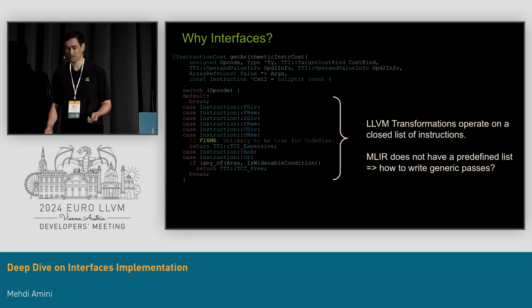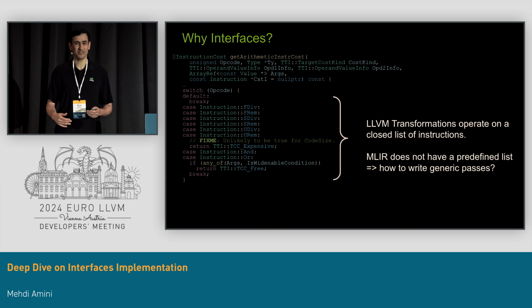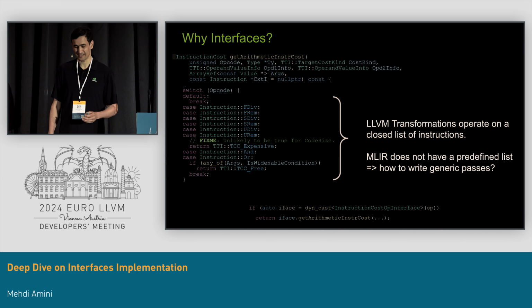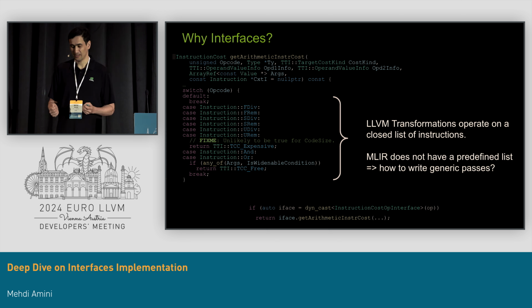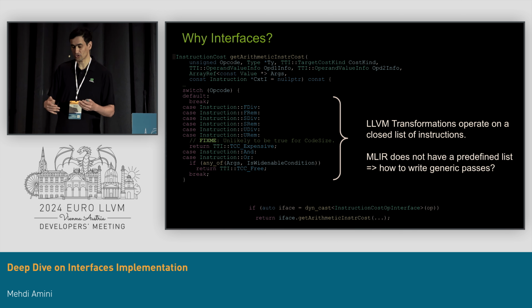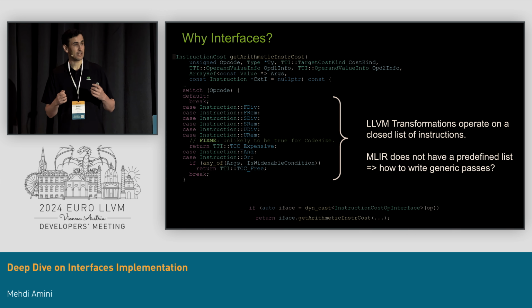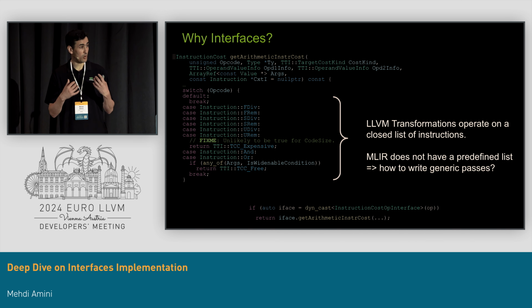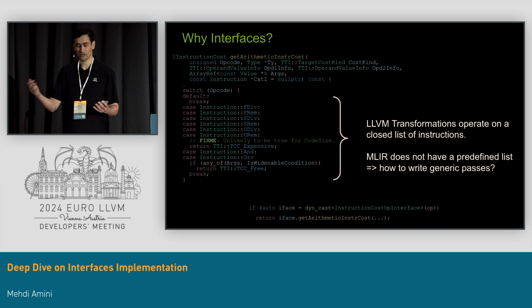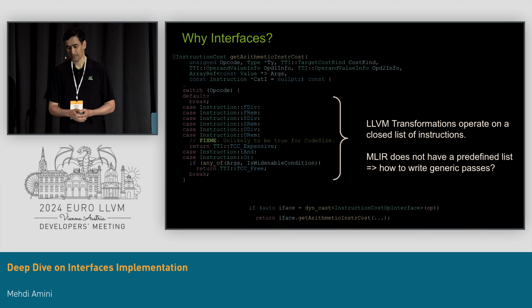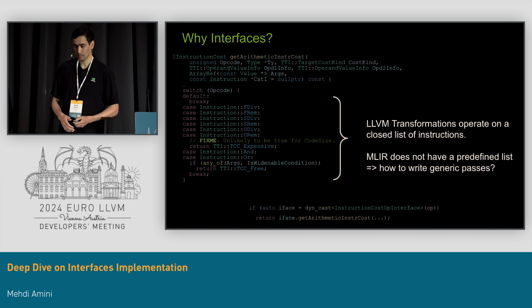But MLIR doesn't have a predefined list of operations, and we still want to write generic analyses and transformations. So what we do in MLIR is that the body of this method would instead look like this. It would be a dyn_cast to an interface, for example, an instruction cost OpInterface. The interface is defined by the analysis or the transformation in general. It exposes the kind of properties that the analysis wants to know about the operation, and the operation implements the interface to provide the answer. So it's a query-answer mechanism. And this is how MLIR decoupled the implementation of analyses and transformations from the operations.